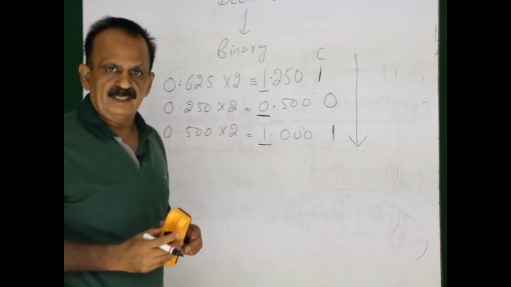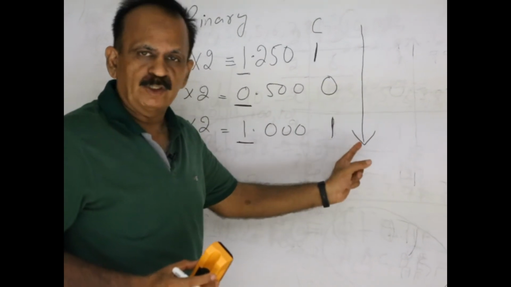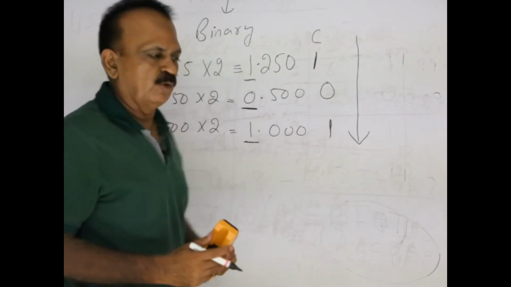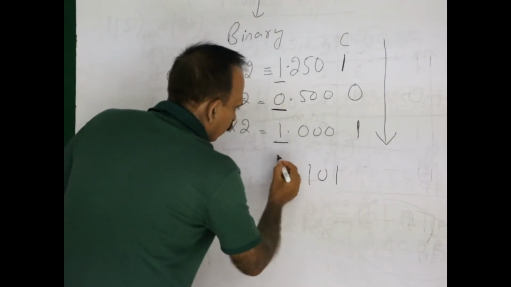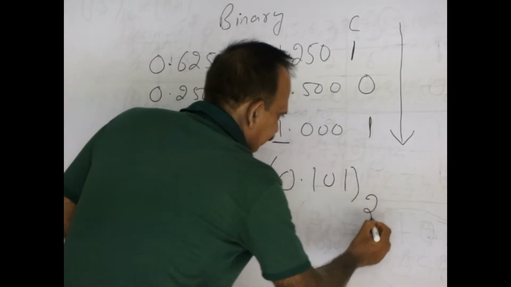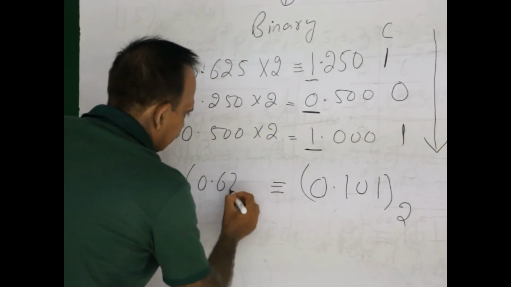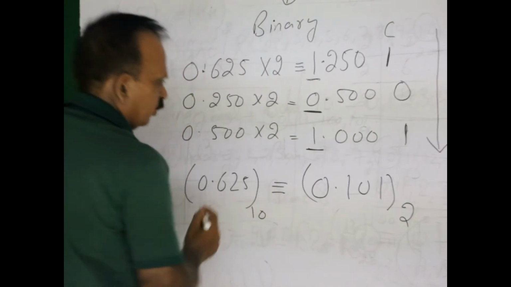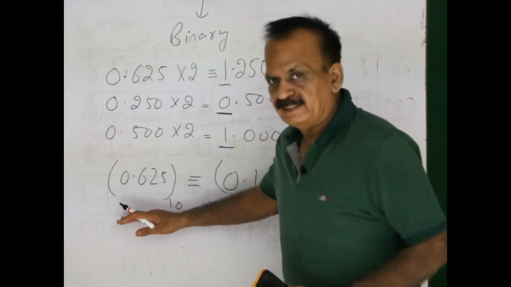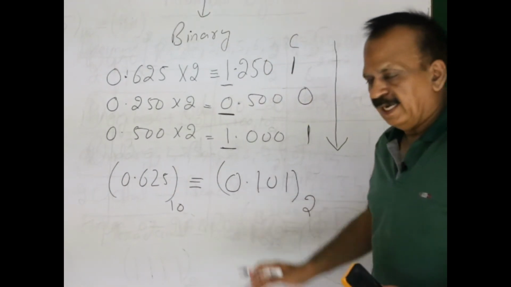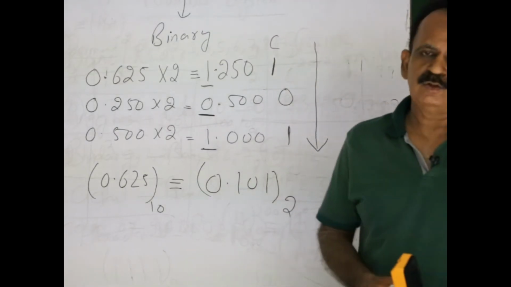This is very important. In the fractional part, I will be writing it from top to bottom to get the fractional equivalent, which is 0.101. What does this represent? This represents the binary equivalent of the fraction 0.625. 0.625 is a fraction in decimal, and this is now converted into binary, and it resulted in 0.101.